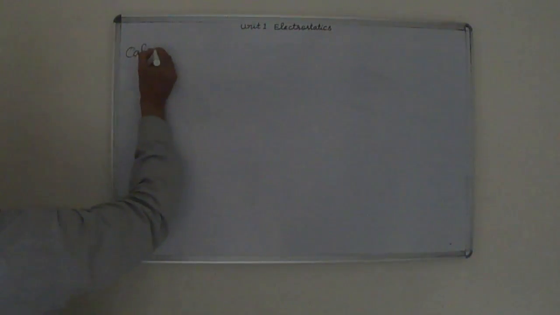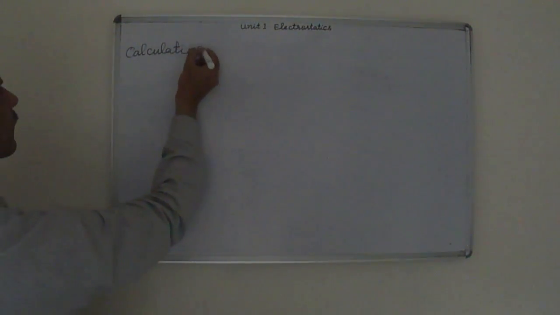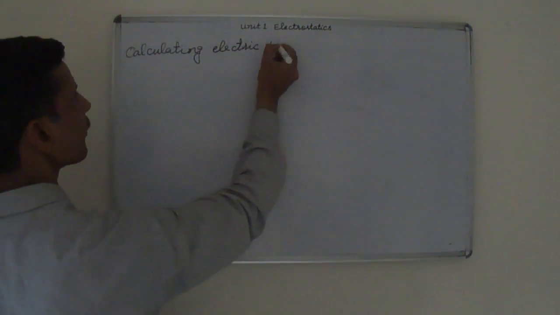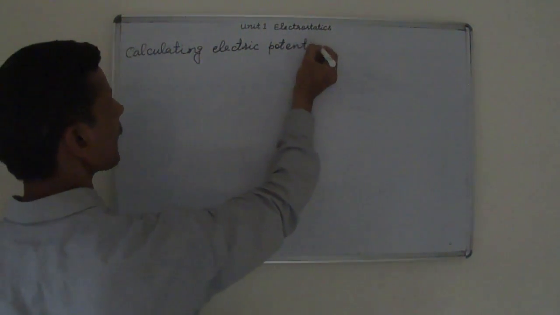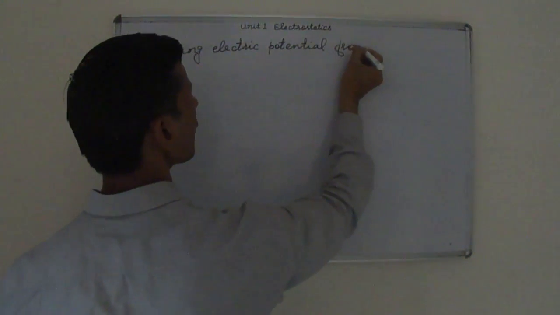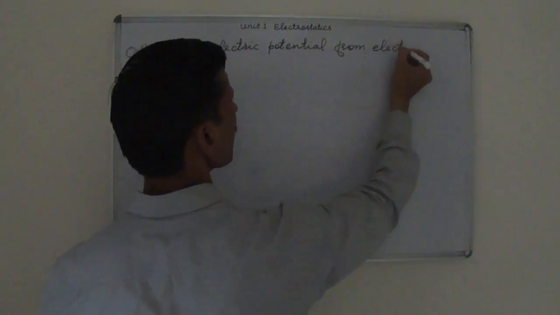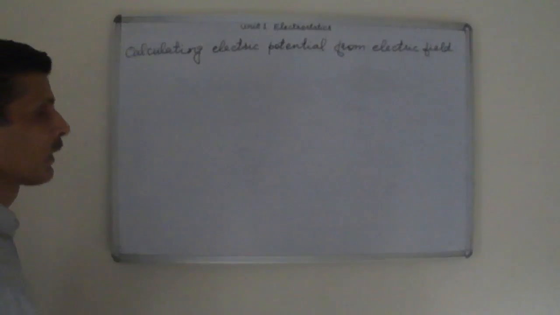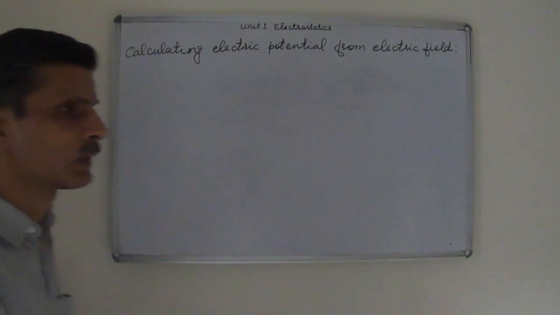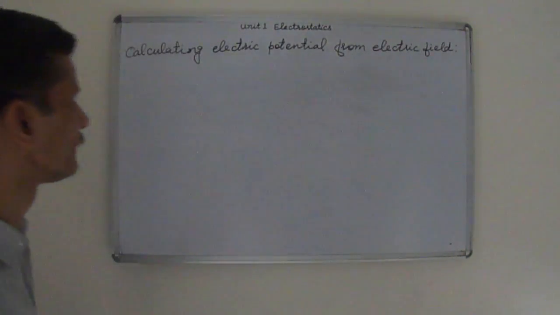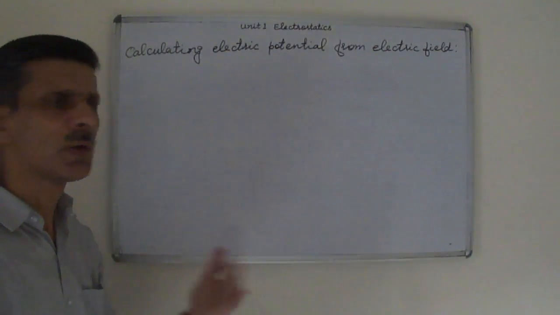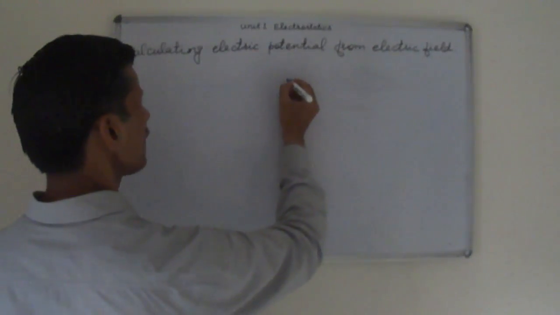Calculating electric potential from electric field. So let us consider an electric field, and in general electric field it may be non-uniform. So see, field lines, they are like this.